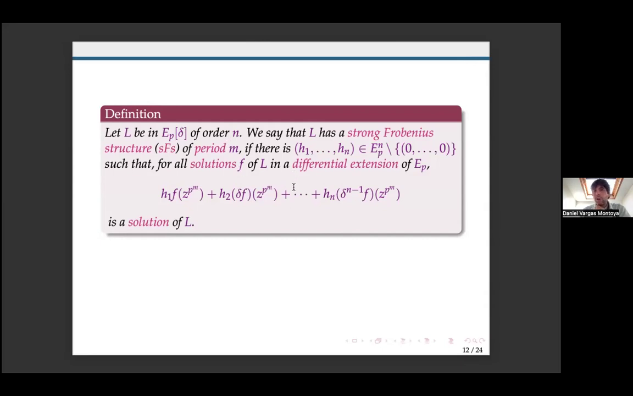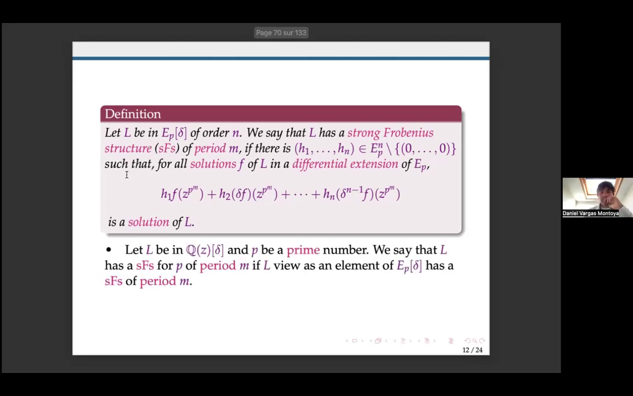We say that L has a strong Frobenius structure of period M if there is a non-null, not zero vector, and so that for all solutions F of L in a differential extension of EP, this expression is again a solution of L. So the main point to keep in mind is that actually the Frobenius structure is a Frobenius action over the solutions of L. That is the main point.